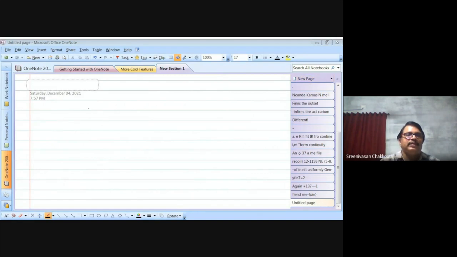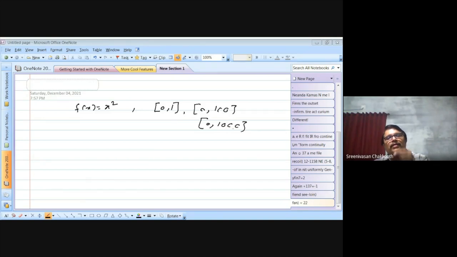The same function f of x equal to x squared, by our earlier discussion, if you restrict it to the interval 0, 1 or 0, 100 or 0, 1000 for that matter, it is uniformly continuous because the function is already continuous and these intervals are compact. So f of x equal to x squared is uniformly continuous on any closed bounded interval. But it is not uniformly continuous due to its uncontrolled growth for large x, in the interval 0 to infinity or R.